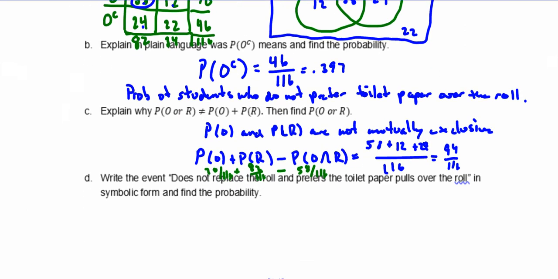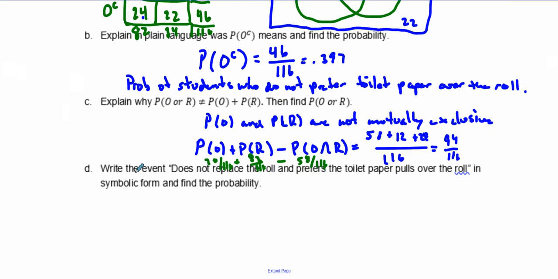And then finally, write the events does not replace the roll and prefers toilet paper pulls over the roll in symbolic notation. All right, so let's check those. So does not replace, that would be a complement. This is a not, and, so the not is the complement, and prefers over the roll.